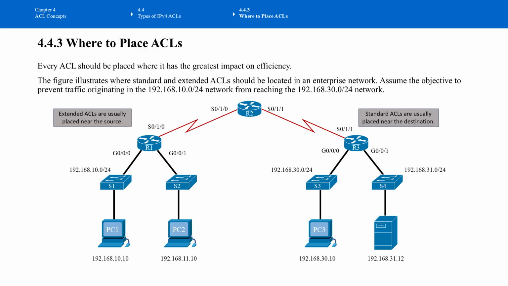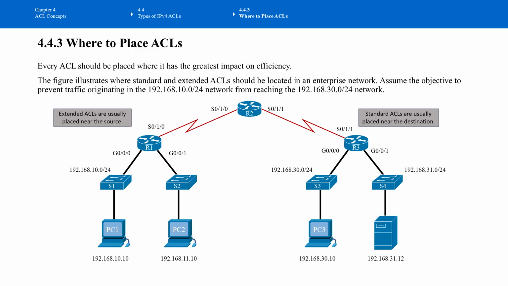So we put the extended ACL near R1, close to the source, because an extended ACL can specify both source and destination. R1 can immediately block any traffic going from 192.168.10.0/24 to 192.168.30.0/24. And then, yes, we do need a standard ACL.